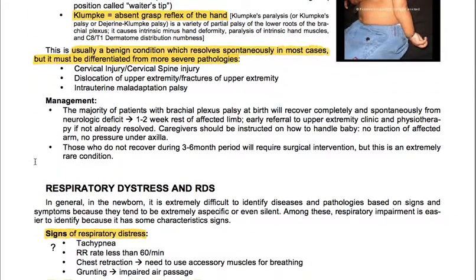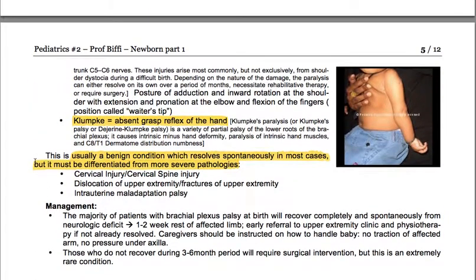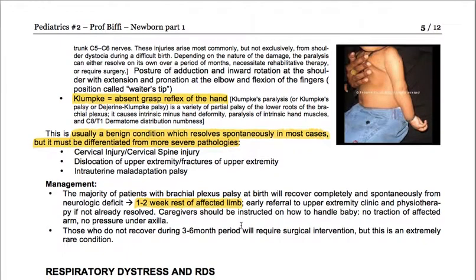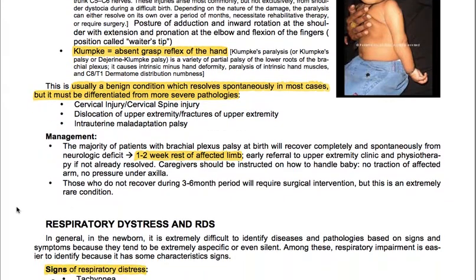Management. The majority of patients with brachial plexus palsy at birth will recover completely and spontaneously from neurologic deficit, with 1-2 weeks of rest of the affected limb. Early referral to upper extremity clinic and physiotherapy if not already resolved. Caregivers should be instructed on how to handle the baby: no traction of the affected arm, no pressure under the axilla. Those who do not recover during a 3-6 months period require surgical intervention, but this is an extremely rare condition.